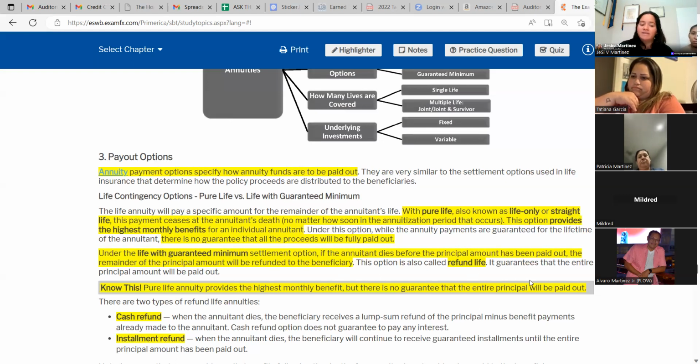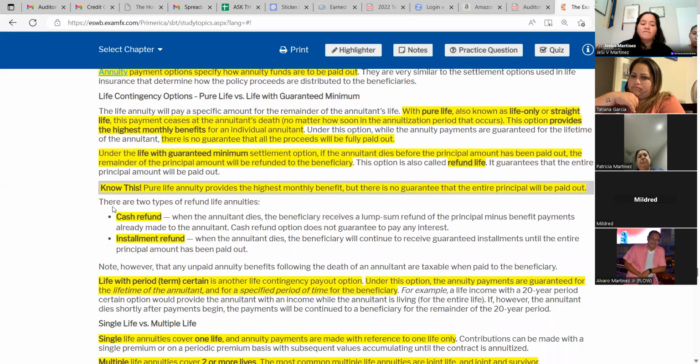So that means, like I said, if they die too soon, you lose out. You have two types of refund life annuities. The cash refund is when the annuitant dies: the beneficiary receives a lump sum refund of the principal minus benefit payments already made to the annuitant. So that's every cash they put in minus any cash they received. At least they will get that. They wouldn't get any interest earned, but they will get the money put in.